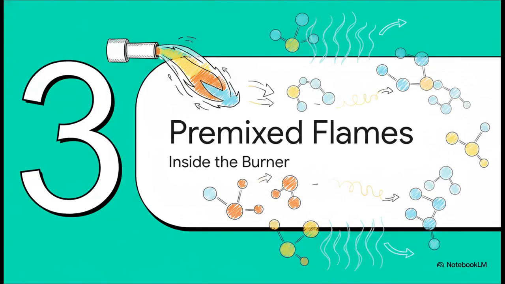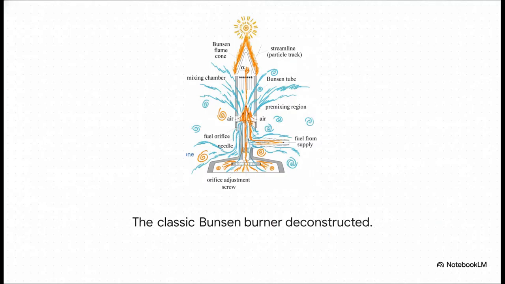Section 3. Inside premixed flames. Inside the burner. Let's deconstruct exactly what is happening inside one of these things. What's really interesting about this is how it visually maps the invisible journey of the gas. The classic Bunsen burner is honestly a marvel of fluid mechanics. The whole goal here is to create a self-sustaining propagation of a localized combustion zone.